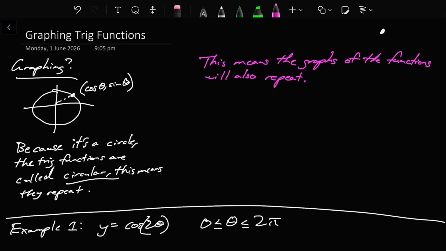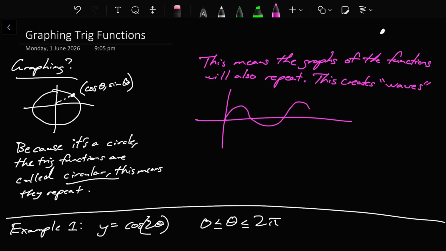And this makes them look like waves. What we call waves. Okay? Things that look roughly like this. That's a really bad wave, actually. Let me do it again. Something that looks like this, right? Or something that looks like this. Okay? And these are the different things that we make with our graphs.